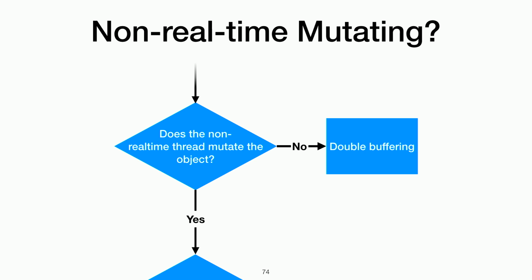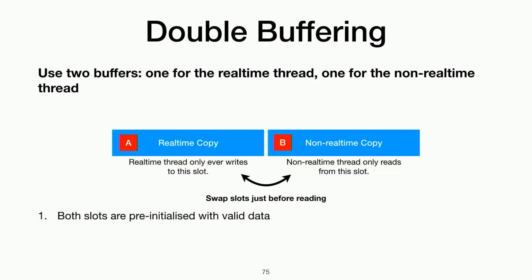situation. So now say the non-real-time thread, your message thread, is not changing the data. So only the real-time thread is changing the data. And there we use a technique called double buffering. To illustrate this, I have two slots, a double buffer, okay? One of the slots is always used by the real-time thread, and the other slot is always used by the non-real-time thread. Let's say at the beginning, they're pre-initialized with some values A and B.